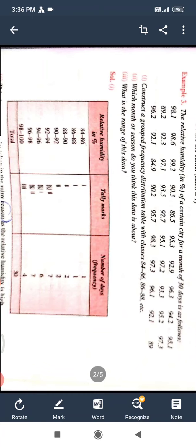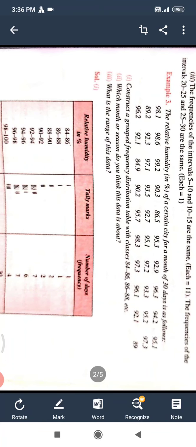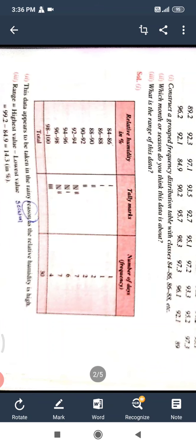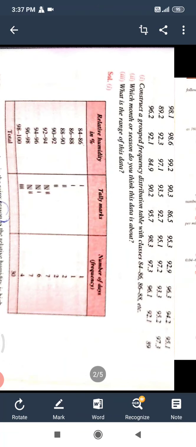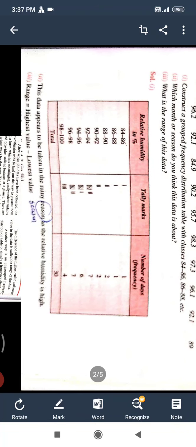Okay, here we have this data, which appears to be taken in the rainy season as the relative humidity. When there is rainy season, then relative humidity. Which month of seasons? In rainy seasons. What is the range of this data?